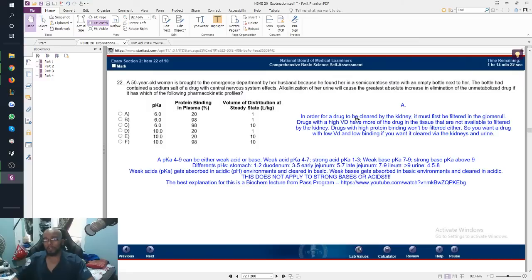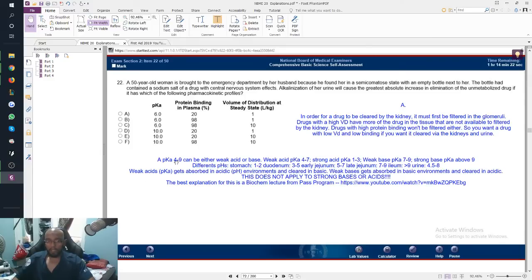So in order for a drug to be cleared by the kidney, it must first be filtered in the glomeruli. Drugs with a high volume of distribution have more of the drug in the tissue that are not available to be filtered by the kidney. Drugs with high protein binding will not be filtered either. Right? So that's why you come down to answer choice A or D. So you want a drug with low volume of distribution and low binding if you want it to be cleared by the kidneys in urine. So how do you pick between A and D? Well, then you have the pKa, 6 or 10.